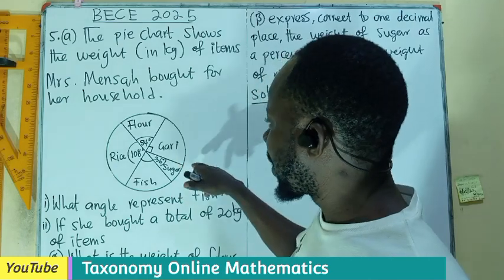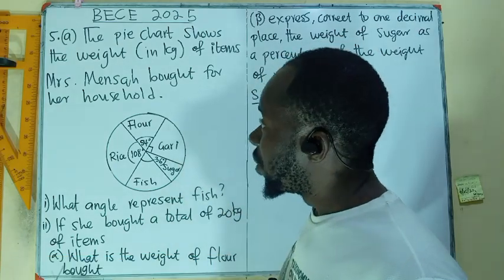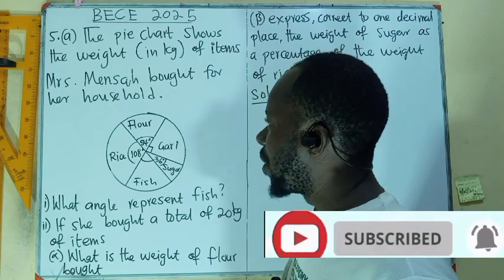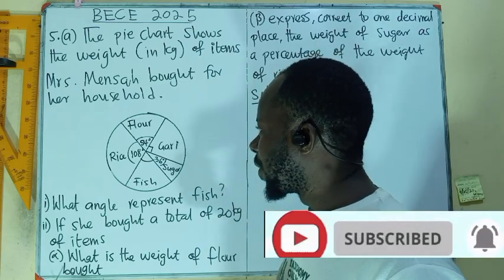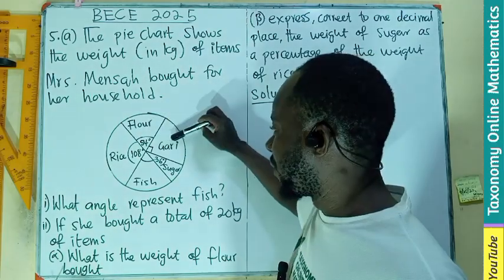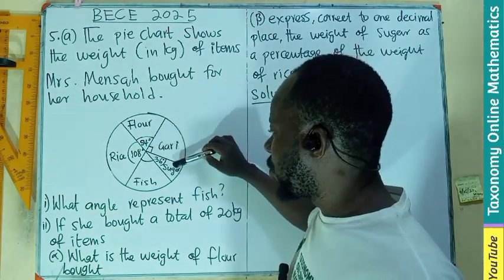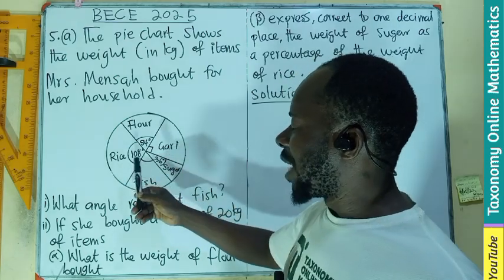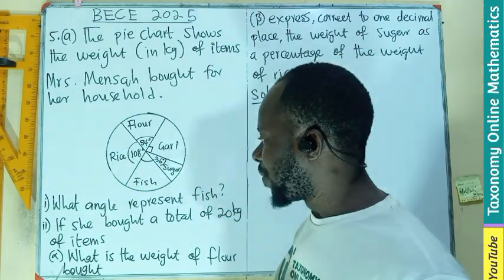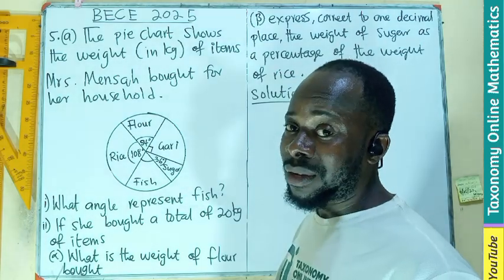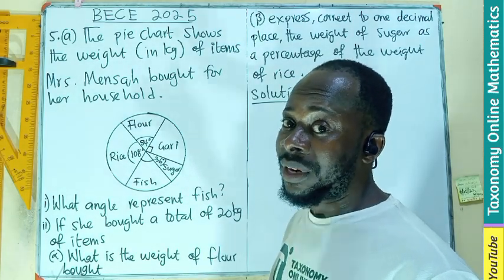The pie chart, as we are seeing, not drawn to scale, shows the weight in kilograms of items Mrs. Mensah bought for her household. The items are flour, an angle of 54 degrees, gari, 90 degrees, sugar, 36 degrees, fish, unknown, then rice, 108 degrees. So what angle represents fish? Remember, a pie chart shows a total angle of 360.